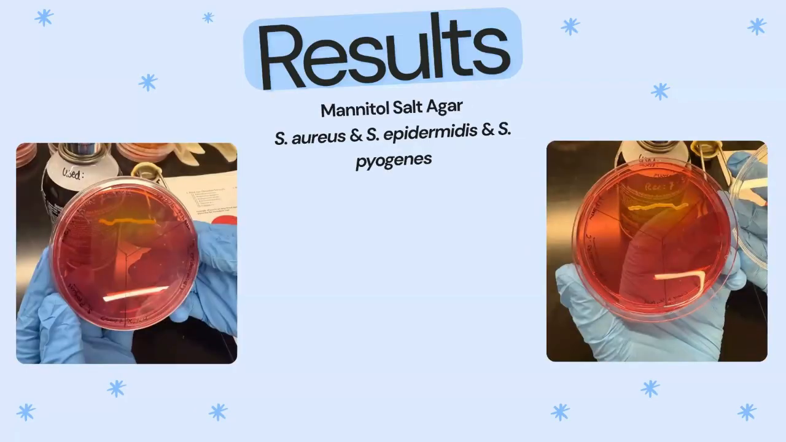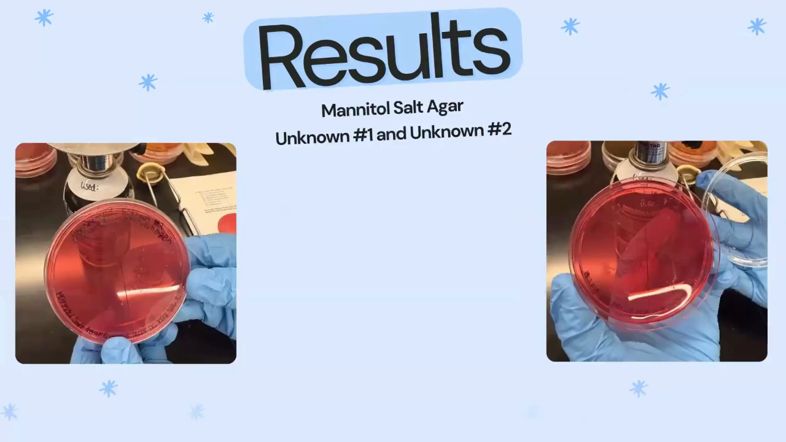For mannitol salt agar, it is selected for staphylococci and differential for mannitol fermentation. SRS did grow and it appeared to be yellow, meaning it's a fermenter. The other 2 did not grow. And for our unknowns, they didn't grow either.